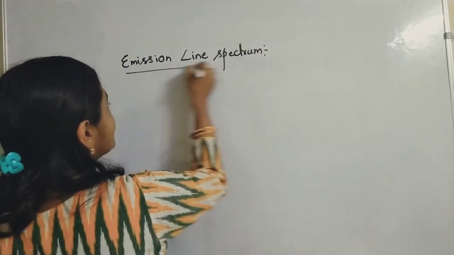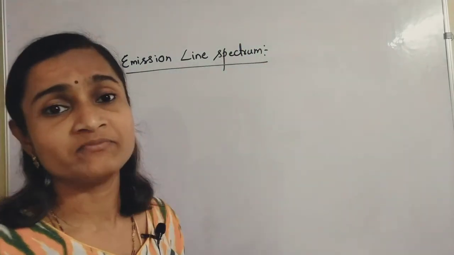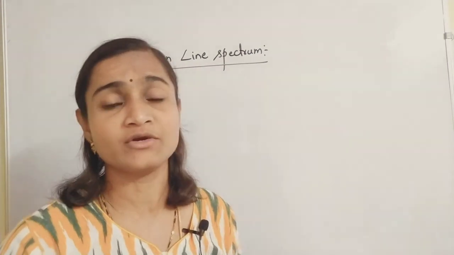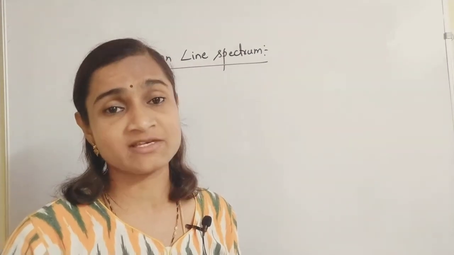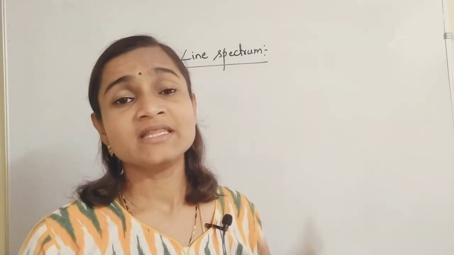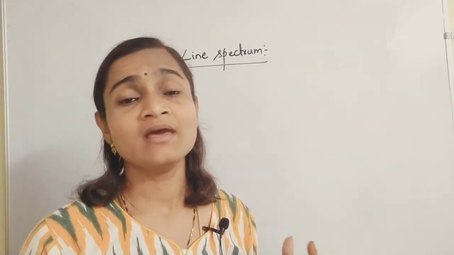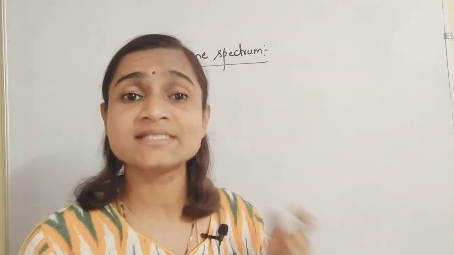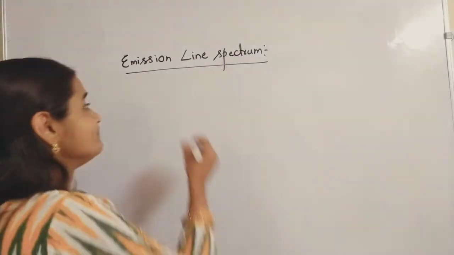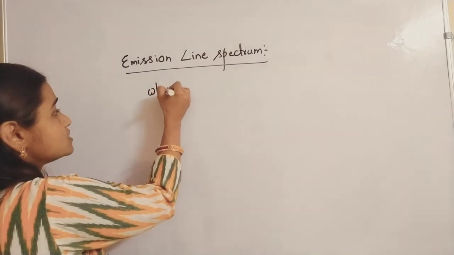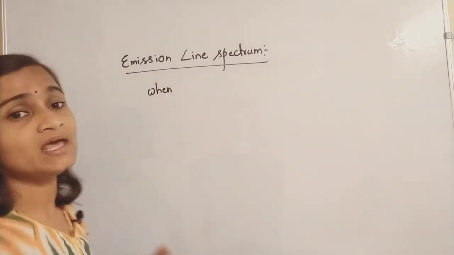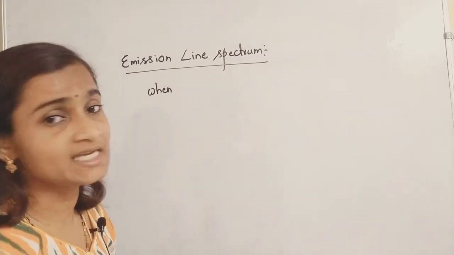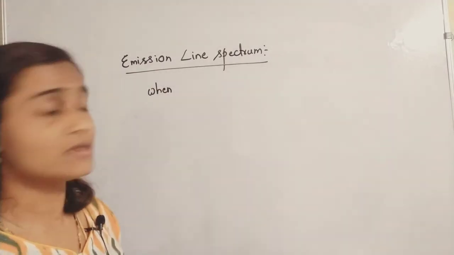So what is emission line spectrum? This is a very interesting and very important topic. Line spectrum is the one which is formed by atoms when the heated source is in atomic state. Please understand carefully. Emission spectrum is obtained by heating a source of light. Whenever any substance is heated, only then do we get emission spectrum.